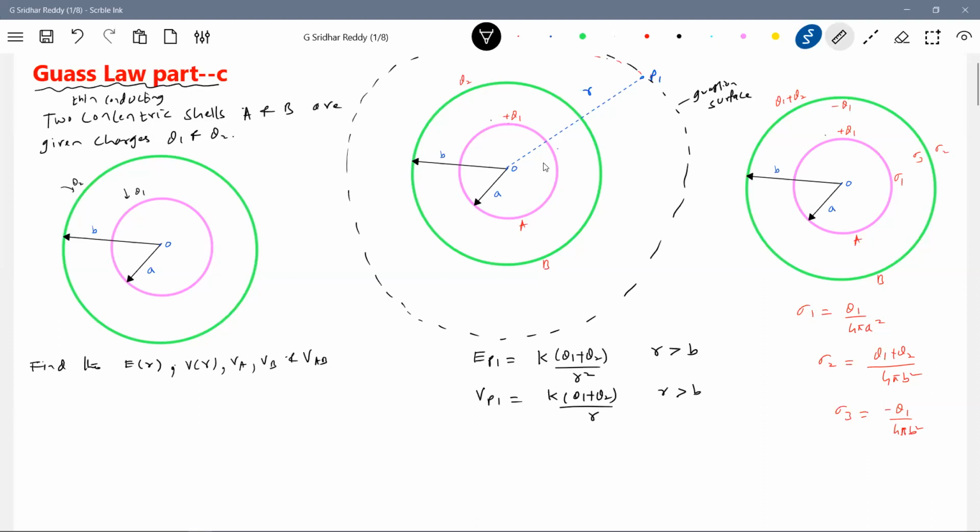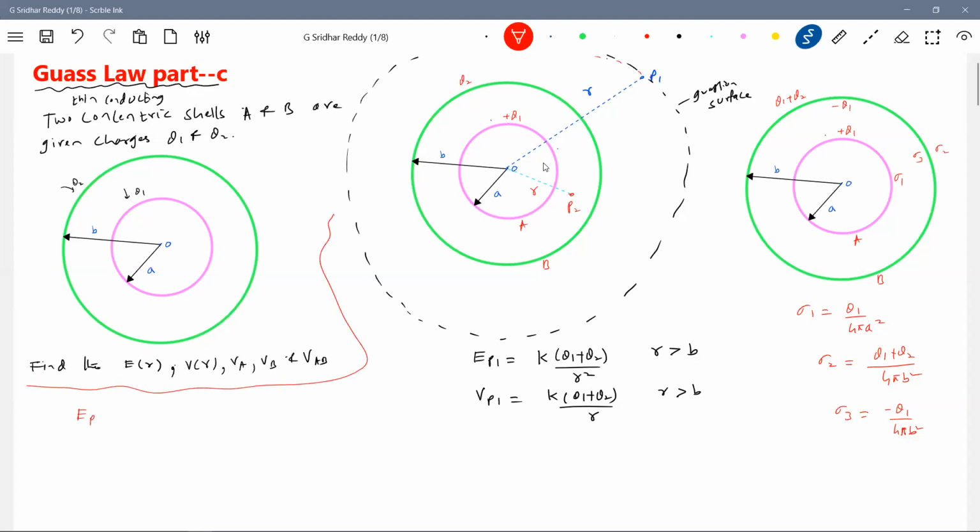Okay, let me choose a point now somewhere inside. Let the point be P2. What about the electric field and potential there? Let me write this distance as R. Already A is there, so I'll write R only, no problem. What is the condition for R? R should be less than B and greater than A. What about the field strength there?